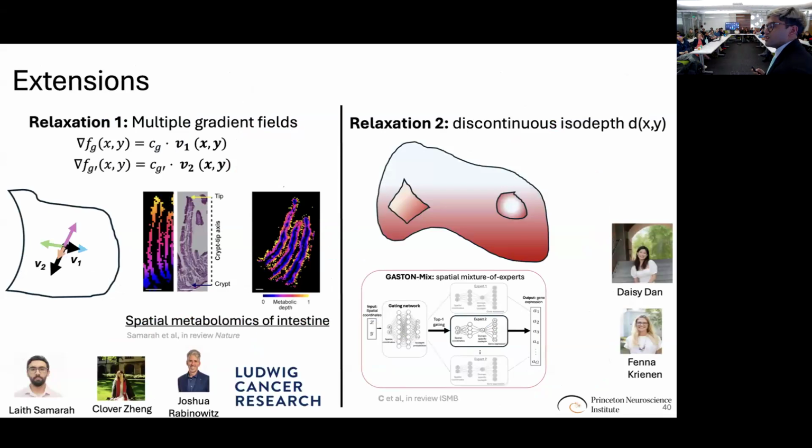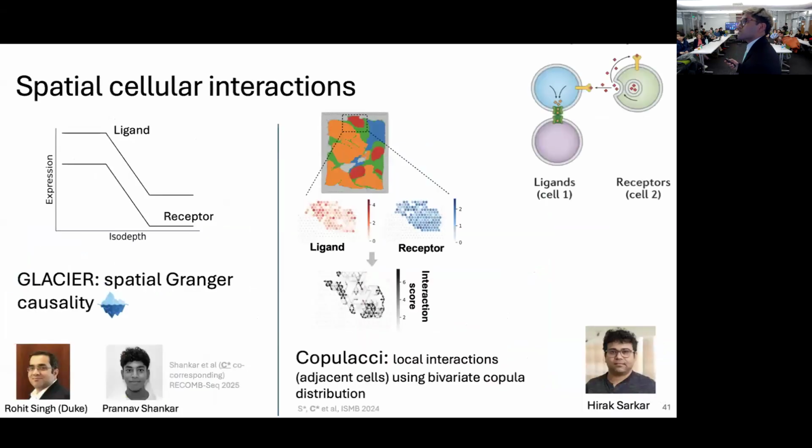And so along the lines of several of these questions, I've been thinking more lately about approaches for extending this model by relaxing these assumptions. And we worked on some ways to relax this assumption by allowing for multiple gradient fields, so subsets of genes share different gradient directions, and also for allowing this isodepth function to be discontinuous across these different regions of the tissue. And this is in collaboration with some chemists and neuroscientists at Princeton.